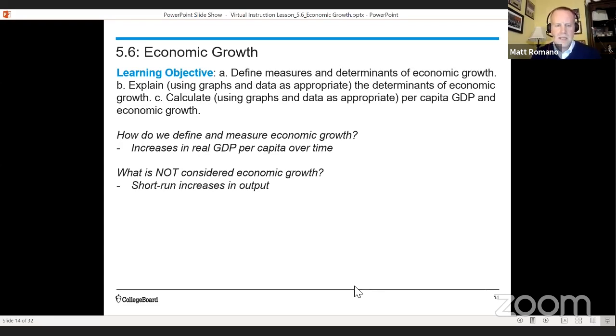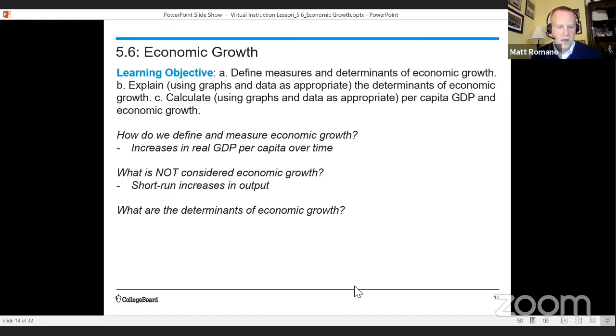It does not indicate that we've had any increase in capital formation. It doesn't indicate an increase in GDP per capita. It does not imply any changes in productivity. It simply means that for the time being, we've had an increase in output. Full employment output in this situation has not changed, and that's what we need to see for there to be economic growth.